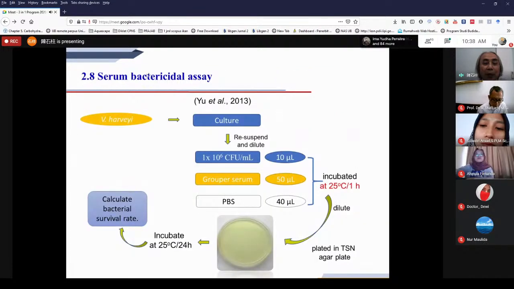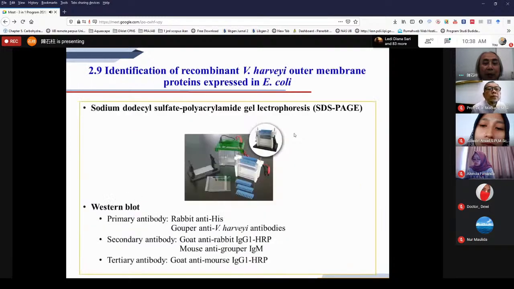Okay, serum bactericidal activity: culture bacteria, bring the serum from the grouper, mix together for 1 hour, and check against the control mixed with antibody serum. In the comparison, do they have a reduced bacterial number or kill the bacteria? We can see whether they have bactericidal activity. The next one is identification of recombinant protein, this bacterial outer membrane protein expressed in the E. coli system, okay?